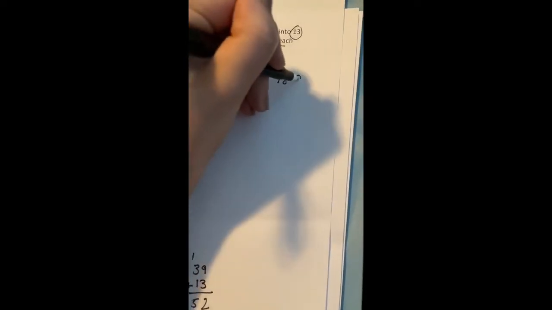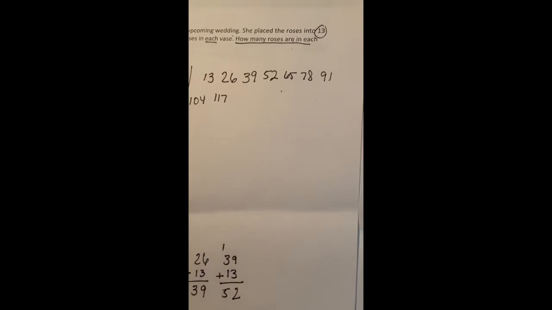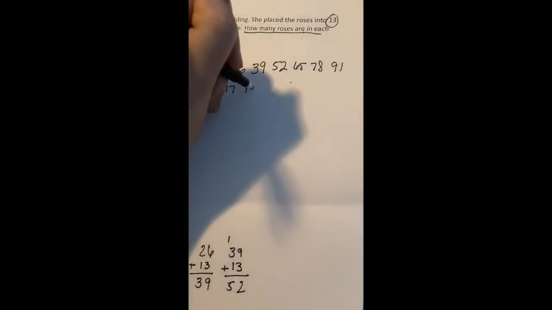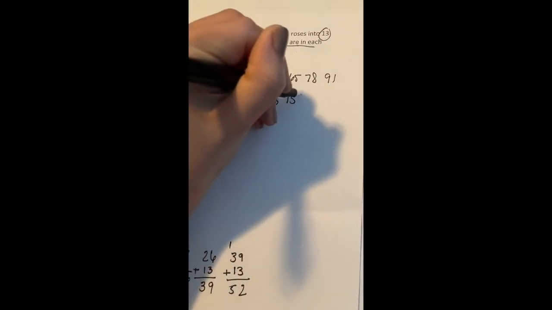Okay? So if I keep going and I keep adding 13, 52 plus 13 is going to give me 65. 65 plus 13 is going to give me 78. 78 plus 13 is going to give me 91. 91 plus 13 is going to give me 104. 104 plus 13 is going to give me 117. 117 plus 13 gives me 130. 130 plus 13 gives me 143. 143 plus 13 gives me 156.